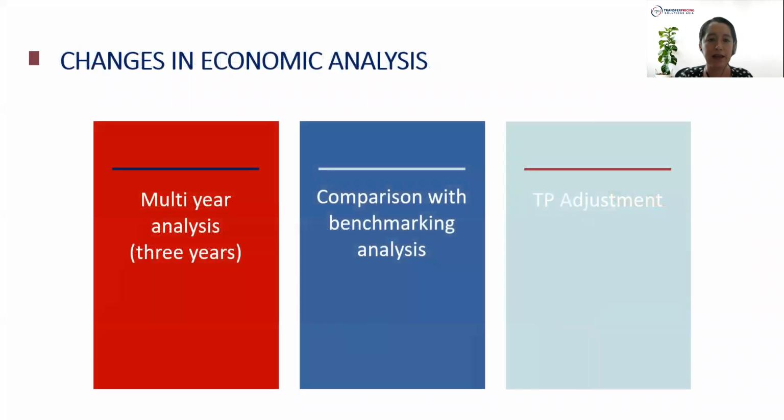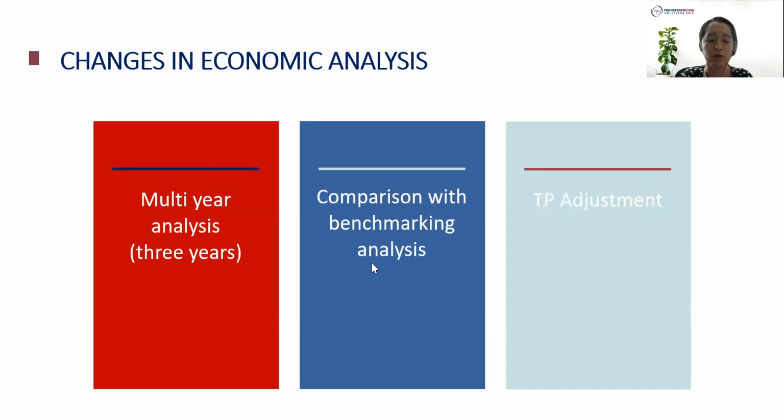And the last but not least is the change in economic analysis, whereby the IRAS allows a concession of multi-year analysis, meaning 3 years analysis as opposed to 1 year, to compare the profit or the actual outcome against the comparison or against the benchmarking analysis to decide whether a TP adjustment is made or not.